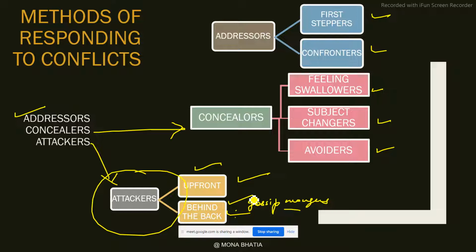Subject changer, yes, on some points you can change the subject so that you can bring the two parties to some consensus, so that they can talk to each other, and then again you can address it. But the avoider will also not help, because you would be saying that I don't want to do anything about this situation, so you avoid and just move on. Okay, and attackers may be people who are upfront, they can be trusted, but behind-the-back people, you will not know.